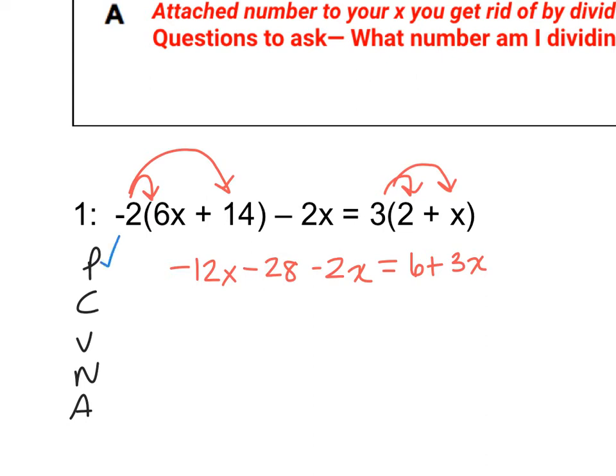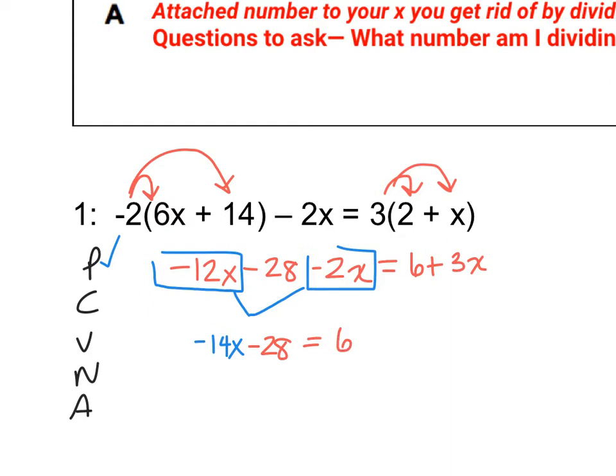Now I have to ask myself, can I combine like terms? So again, we only combine one side at a time. So I have to ask myself, can I combine anything with a negative 12x? I can combine it with negative 2x. So I do negative 12x minus 2x, and that will give me negative 14x. And then I just rewrite my minus 28 because there's nothing to combine it with. And then I have to ask myself, can I combine my 6 and my 3x? And I don't think I can, so I'm just going to rewrite 6 plus 3x.